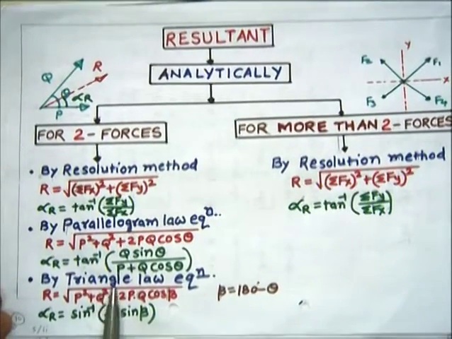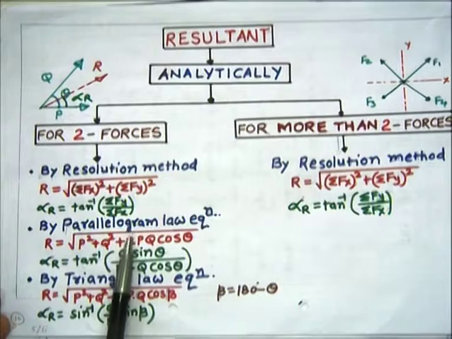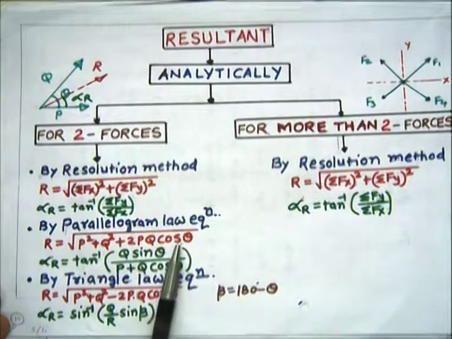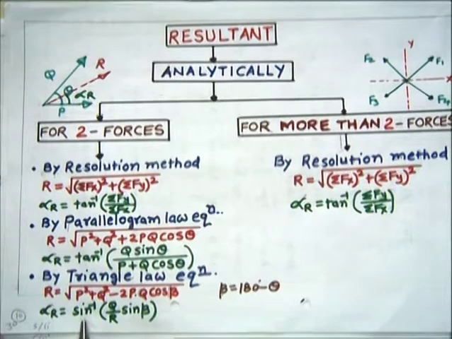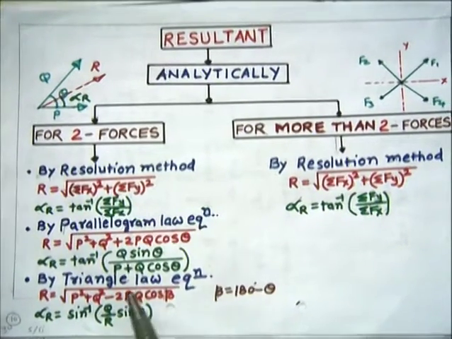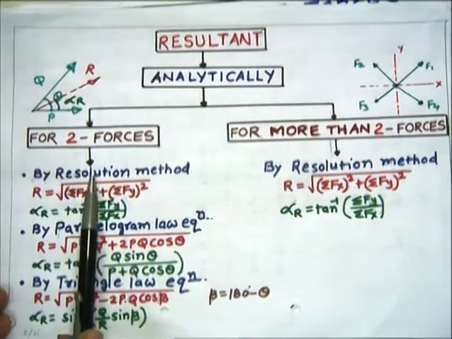And in the triangle law also we derived this equation, R is equal to the root of P square plus Q square minus 2PQ cos beta. In place of plus, which we use in the parallelogram law, here it is minus, and instead of theta we take the angle beta, and beta is nothing but 180 degrees minus theta. Then the angle of the resultant with P is given by sin inverse of Q by R sin beta. So this is how to find analytically the resultant force for two concurrent forces.